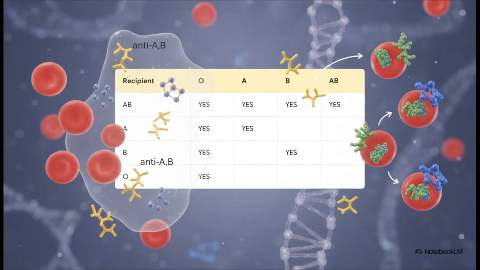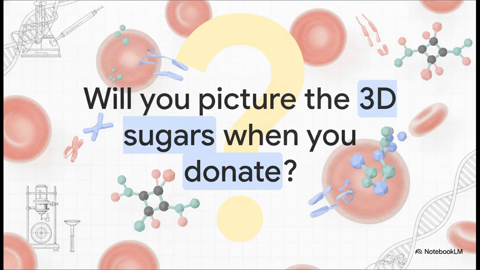Now, looking at this matrix, it might just look like a giant grid of yeses and nos. But armed with the knowledge of those 3D sugars and Landsteiner's law, it makes perfect logical sense. Group O can donate to absolutely anyone because they lack the A and B sugars that trigger an immune attack, but they can only receive from Group O because they carry that powerful anti-AB antibody that is ready to attack any foreign shapes.